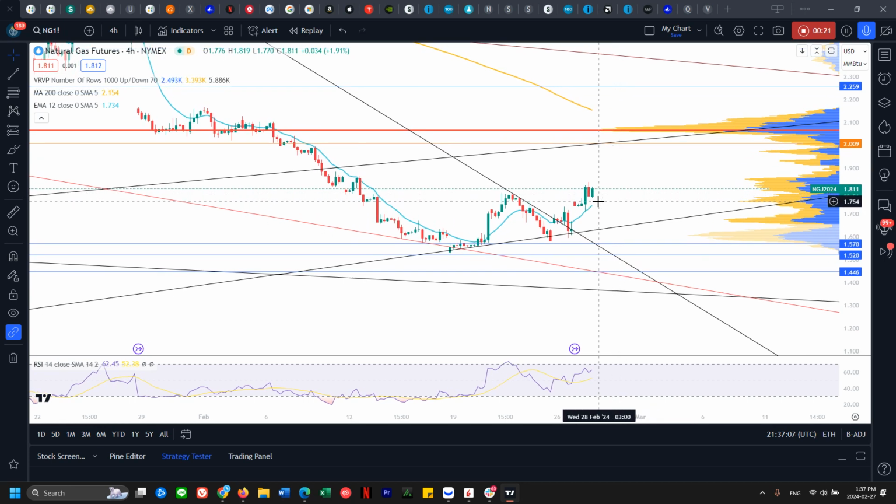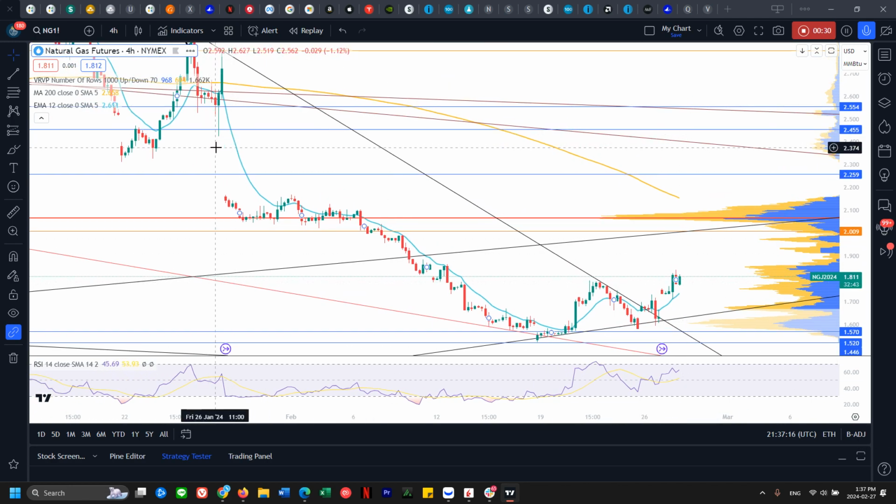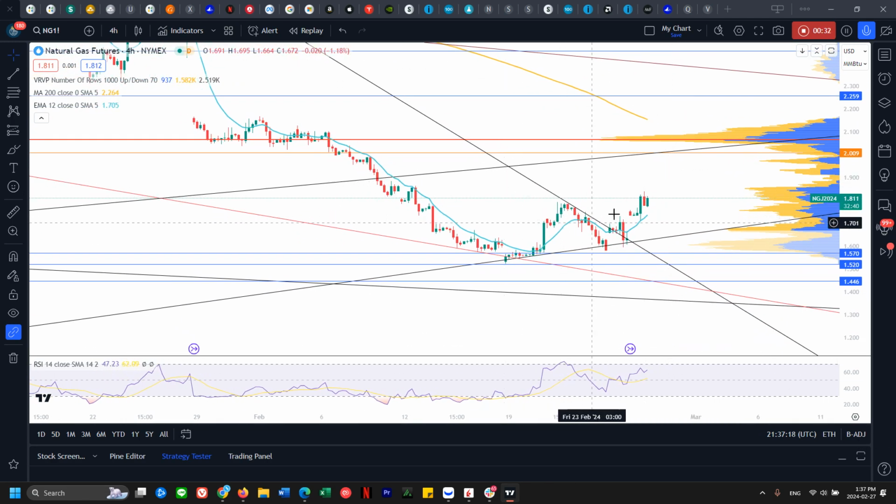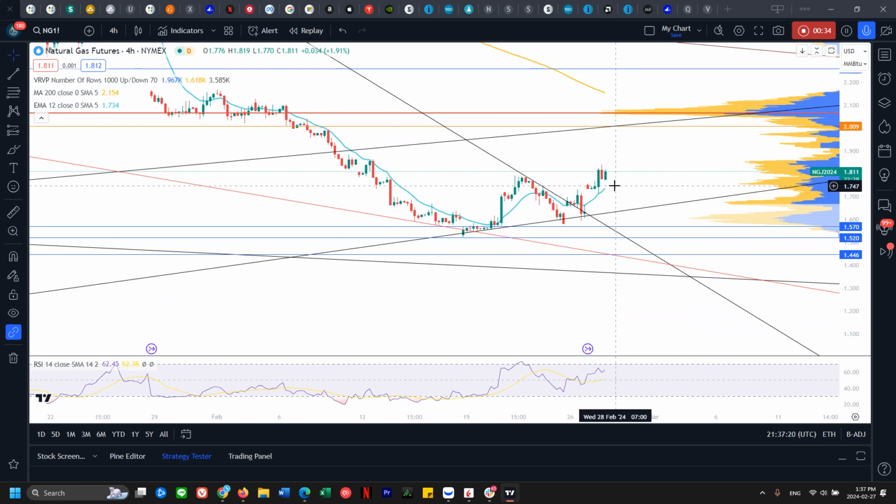And let's get started. So we are looking at natural gas at the 4-hour time frame, currently with the unadjusted chart. And the only difference between adjusted and unadjusted chart is just the contract gaps. I'm going to be doing both, so you'll see what the difference is.